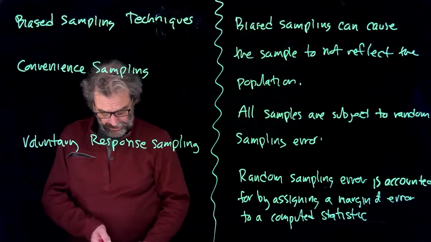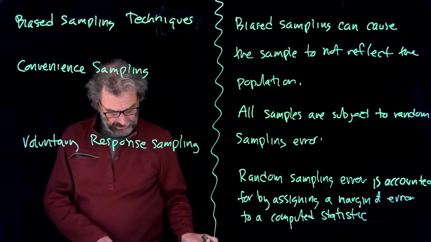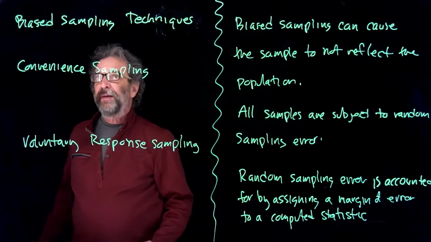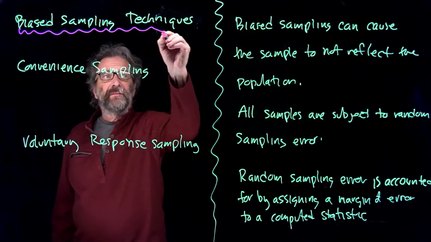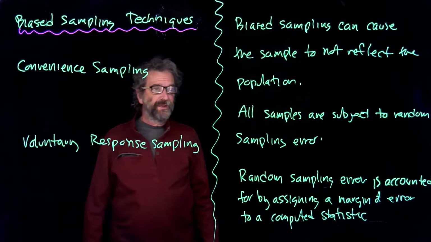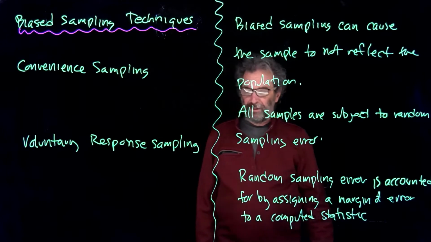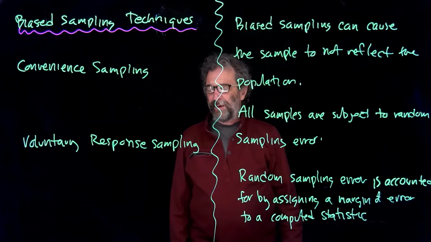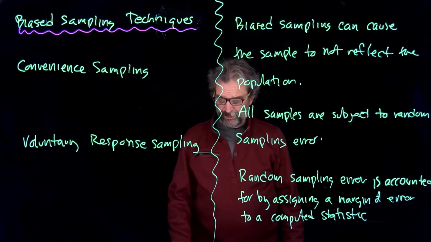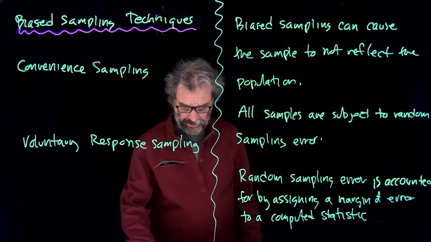Now we're going to talk about a couple of biased sampling techniques, popular sampling techniques that don't actually work that well, but they're still often used. And we just have to tolerate the bias that might come about, because that's maybe about the only way we can get a hold of the information we want. So here we go.